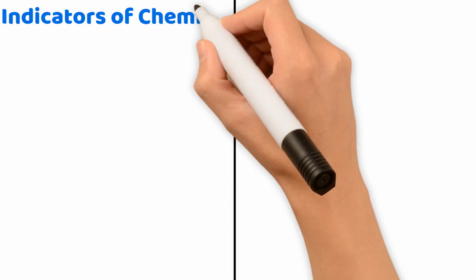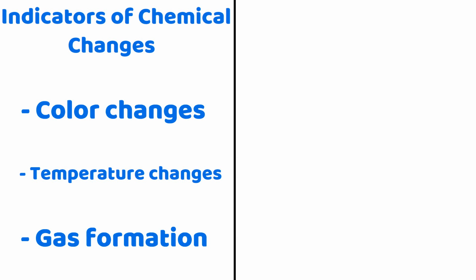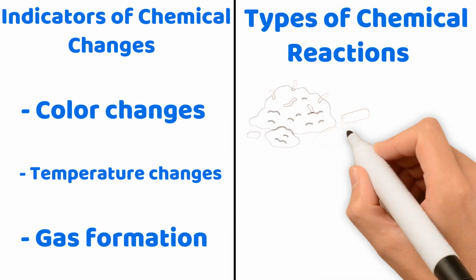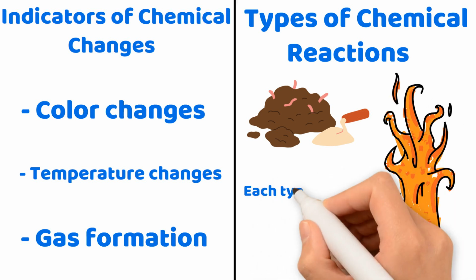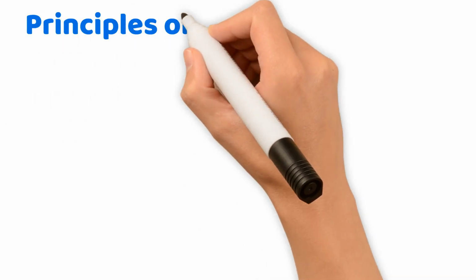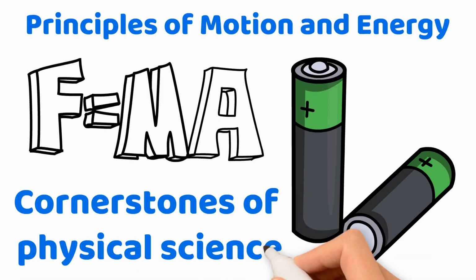Indicators of chemical changes. These include color changes, temperature changes, gas formation, and more. Types of chemical reactions. From synthesis to decomposition and combustion, each type of reaction has distinct characteristics and outcomes. Principles of motion and energy. Motion and energy are cornerstones of physical science.